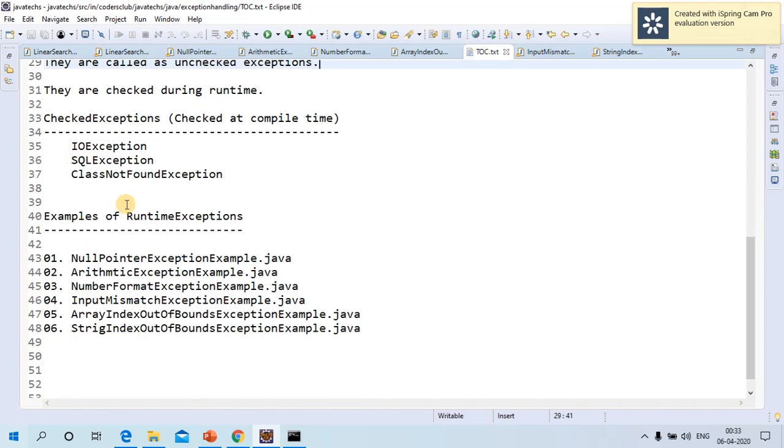Next, examples of runtime exceptions. We will look into some examples which will clarify this concept. The first one is NullPointerException, second one is ArithmeticException, NumberFormatException, InputMismatchException, ArrayIndexOutOfBoundsException, StringIndexOutOfBoundsException. We will take up one example with all these exceptions, and then we will see the exact meaning of these runtime exceptions. That will be very clear.